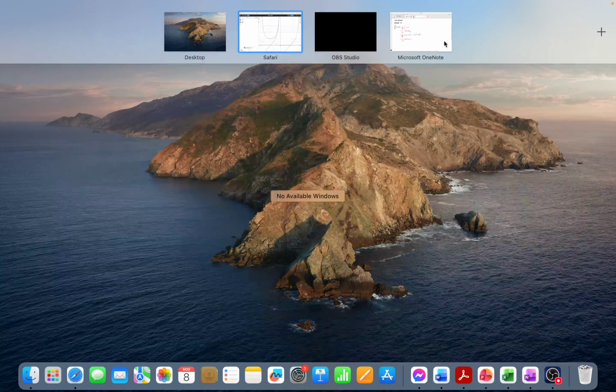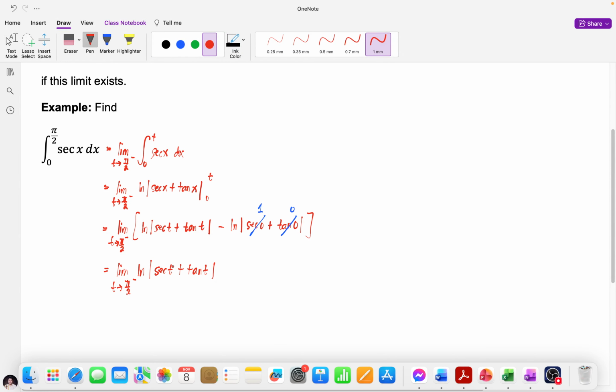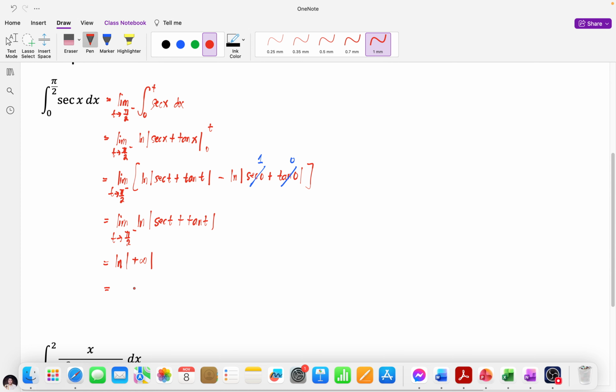So what will happen to our problem now is ito magiging positive infinity. So we now have ln of positive infinity, and ln of positive infinity will approach positive infinity. So as the value here increases, the value of ln will also increase without bound. So therefore, this integral is divergent. Okay, so I hope that is clear.